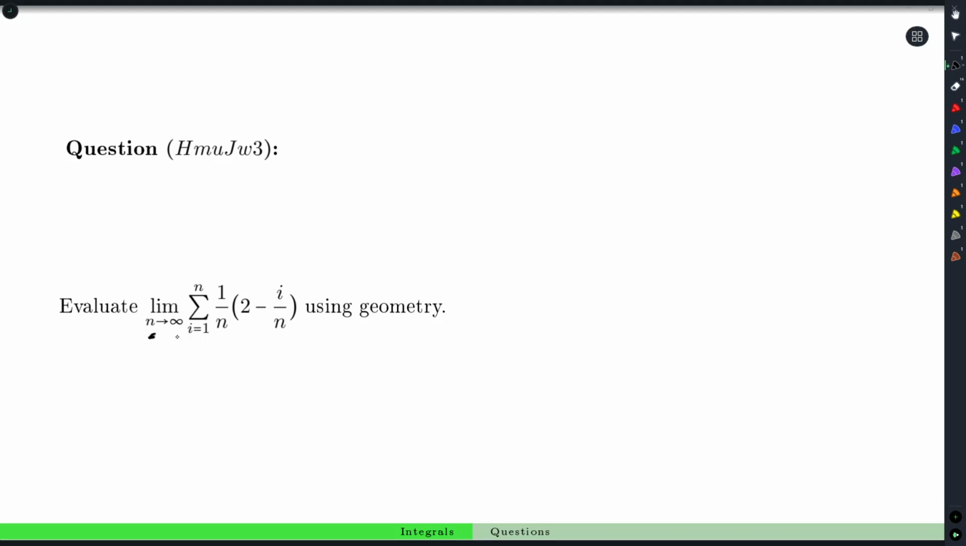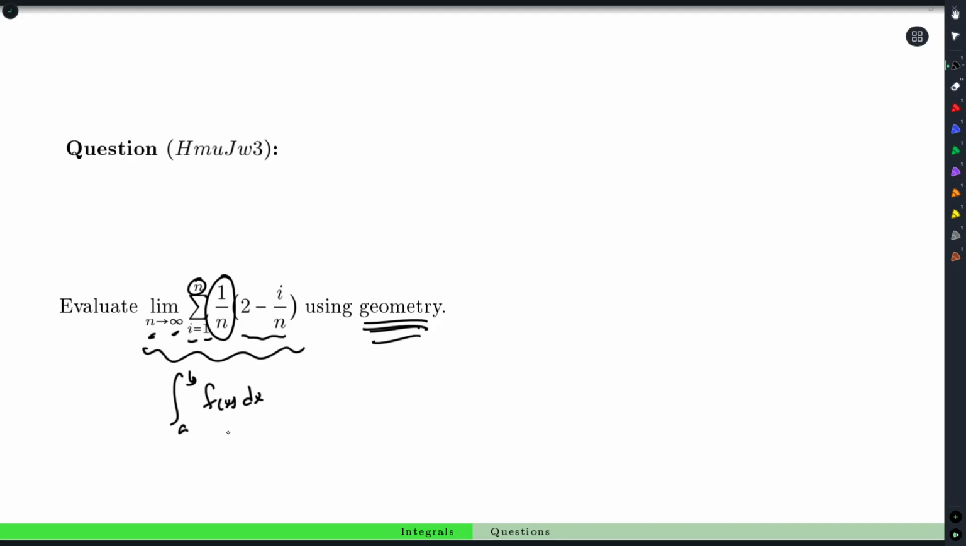Evaluate the limit as n tends to infinity of the sum from i equals 1 up to n of 1 over n times 2 minus i over n using geometry. Okay, so the geometry here is kind of interesting because, you can sort of tell if you're passingly familiar with first principles integration, this is some definite integral.